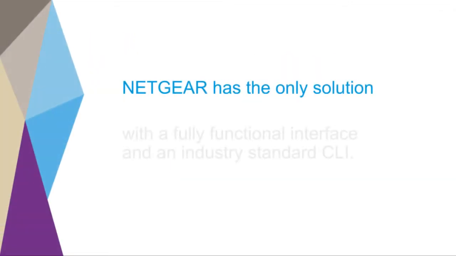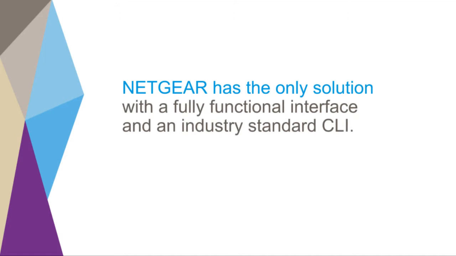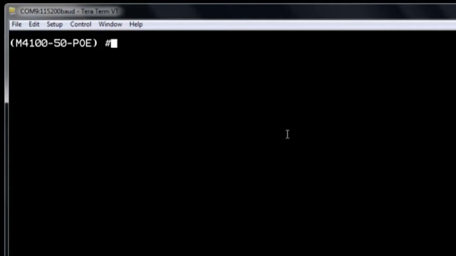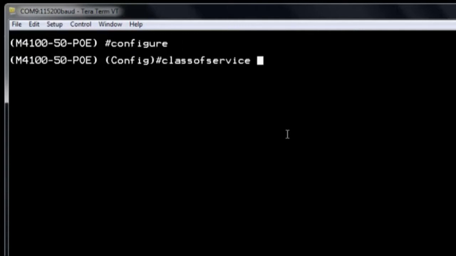NETGEAR has the only solution with a fully functional interface along with an industry-standard command line interface. Let's discover how to configure the switches with an example of quality of service using both CLI and GUI. Raise the VoIP traffic priority and enable the voice VLAN feature.